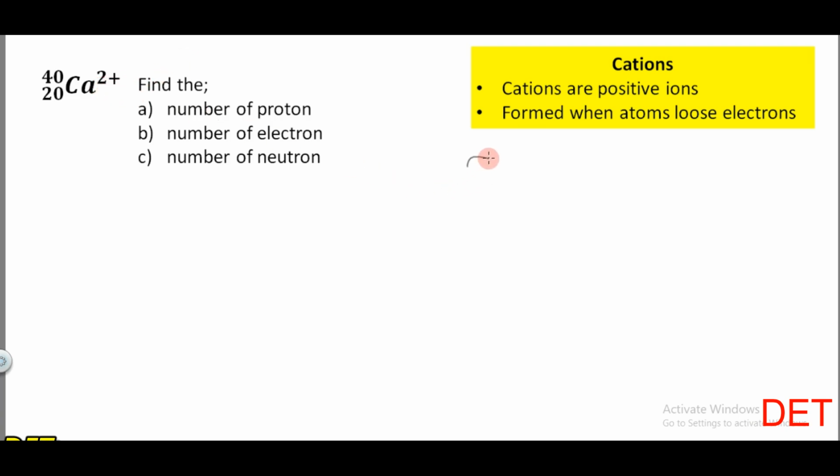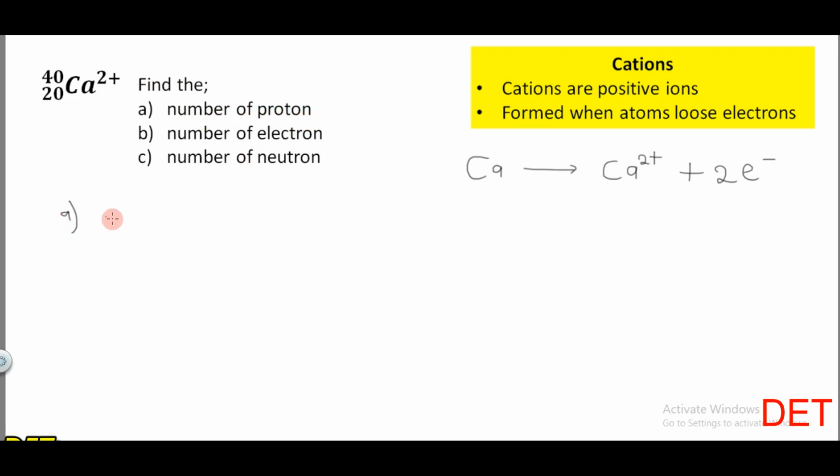Ion. So this is calcium, right? This is calcium atom. When this calcium atom becomes calcium ion 2 plus, it will lose 2 electrons. So calcium atom will lose 2 electrons in order to become what? Calcium ion, right? So here we're asked to find the number of protons.